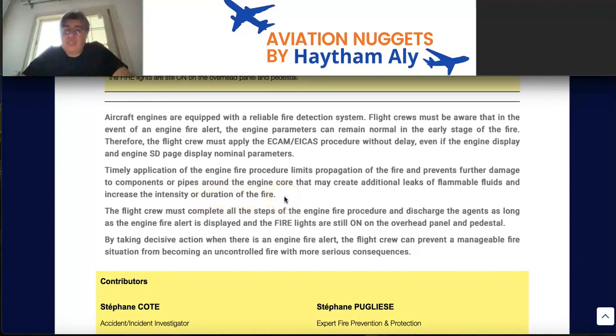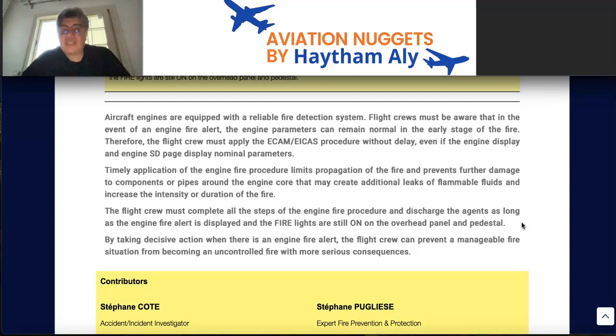If you delay the procedure, the intensity of the fire may propagate, and the duration of the fire may be higher. So the flight crew, everybody, must complete all the steps of the engine fire procedure and discharge the agent as long as the engine fire alert is displayed and the fire lights are still on the overhead panel and the pedestal. If the light of fire indication is still on, the fire is still on. If the light on the fire push button or underneath the master lever goes out, the fire is extinguished.